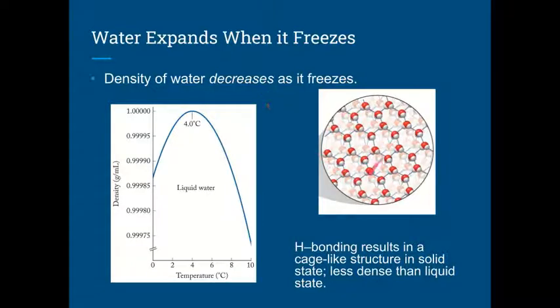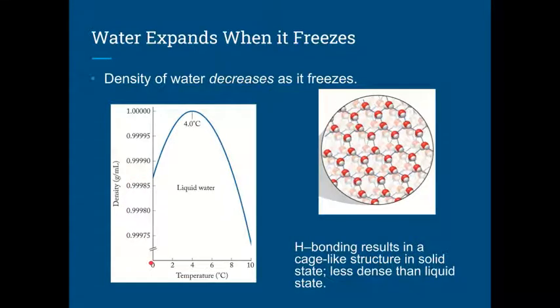And the reason is, we just learned about hydrogen bonding, and it results in a cage-like structure in a solid state. So it's less dense than liquid. So it forms this kind of cage structure, which means you have a little bit more air, a little bit more space, so it's slightly less dense.